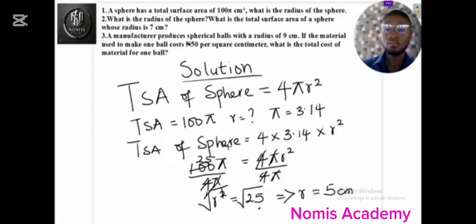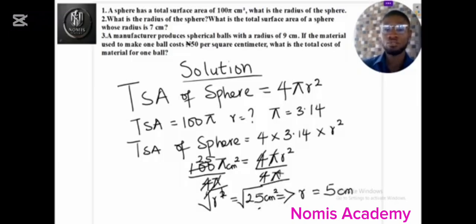Remember that the total surface area is 100 pi centimeter squared. So there is a centimeter squared at this side, and the radius r is carrying a squared, so we'll be left with centimeter squared. When you find the square root of this 25 centimeter squared, we'll be left with a centimeter too, because the square root is applicable to the centimeter squared too. So we'll be left with 5 centimeters.